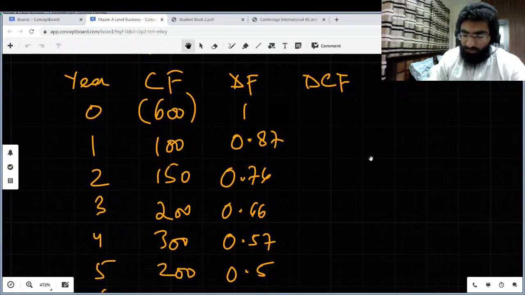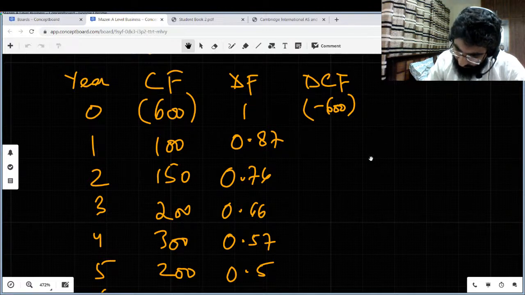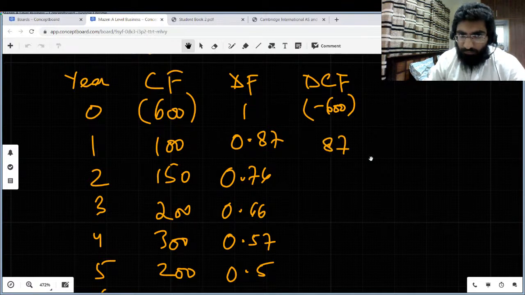Alright. So minus 600 into 1 is minus 600. It stays the same. 100 into 0.87 will become 87. Wait, so you did minus 600? Minus 600 multiplied by 1. Oh, okay, discounted cash flow is cash flow into discount factor. Yeah. Okay. So 100 into 0.87 is how much?